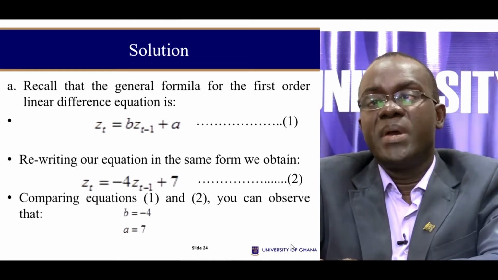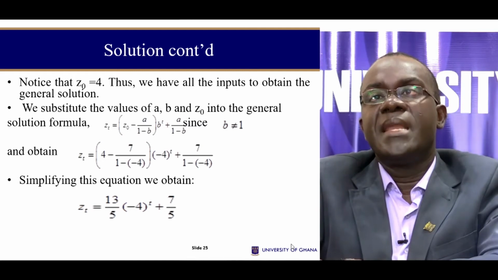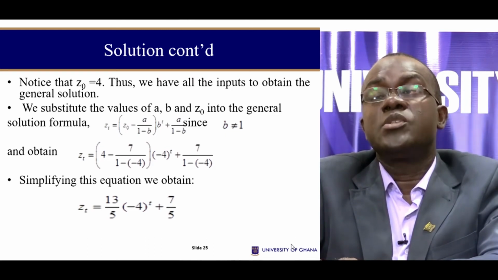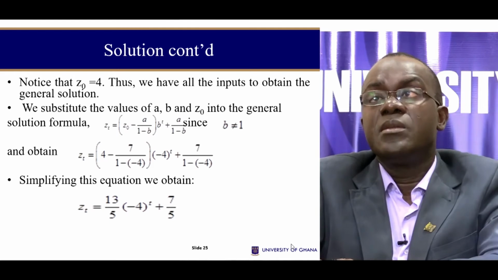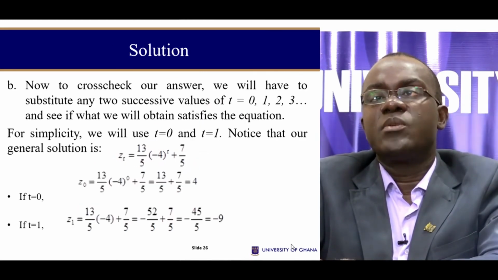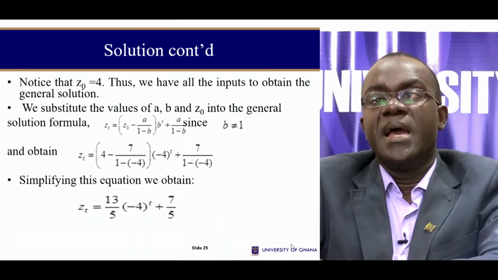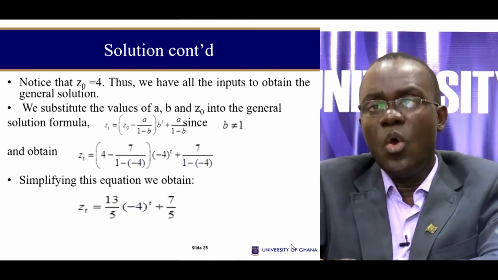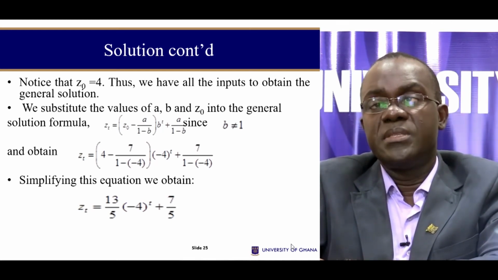Now our b is equal to -4, our a is equal to 7, and our z0 is equal to 4, which was given. We said this is our solution in this case, z0 minus a. This is the general solution because we have b not being equal to 1. So the next thing is that I put a and b into this equation, and I simplify, and then I get this equation. This is the solution of our difference equation.